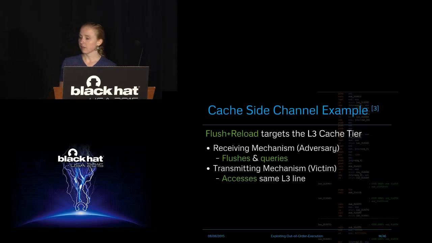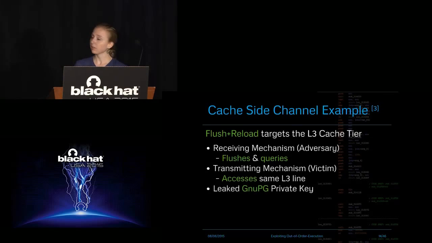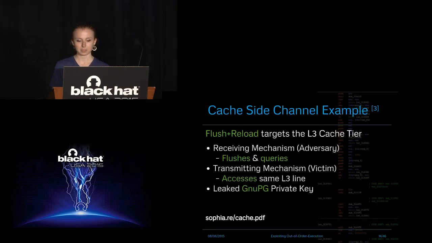Because of this, they were able to leak a GnuPG private key from the system. So they proved that their side channel was effective by doing the one example I talked about earlier, the crypto key theft. But if you want to read more about that attack, it's on my website at that URL. This is just an example of a more common memory-based side channel attack.